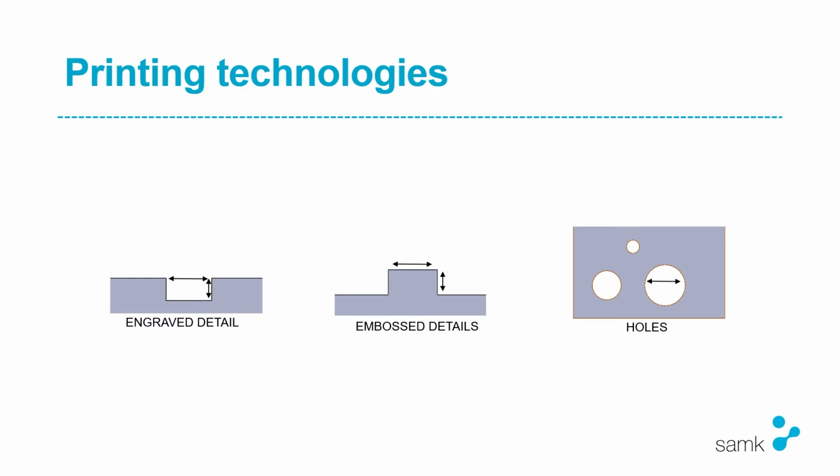For aluminium, 0.4 or 0.5 millimeters for the engraved or embossed details, if it's just a little detail. But if it's text that you want to be readable, then it should be around 1 millimeter in depth, width and height when talking about engraved and embossed details. Pretty much the same goes for the holes. So it depends on the technology used how accurate details you can achieve.